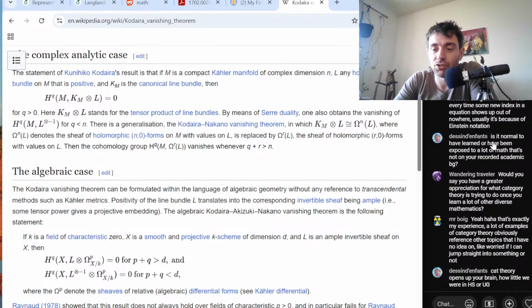Emily Riehl has this dream that one day we'll have refined both our axiomatization and our pedagogical approach to infinity categories so much that it'll be an undergrad topic.